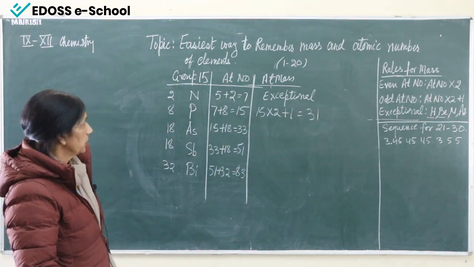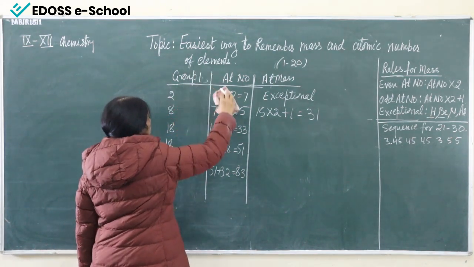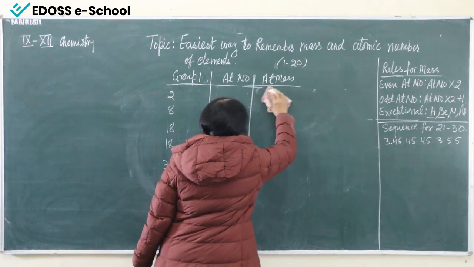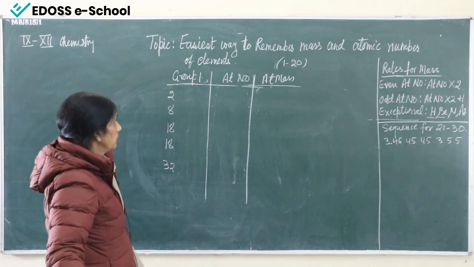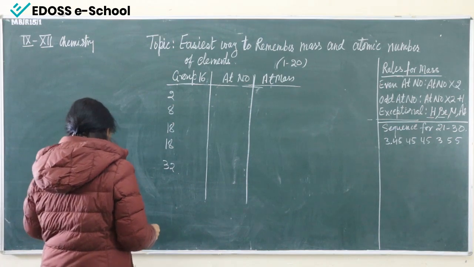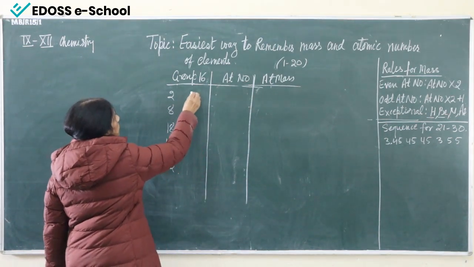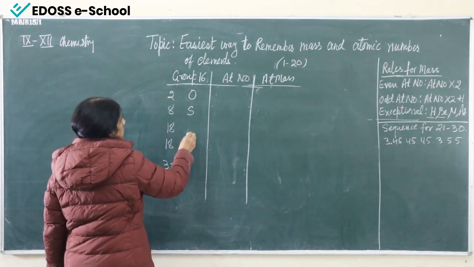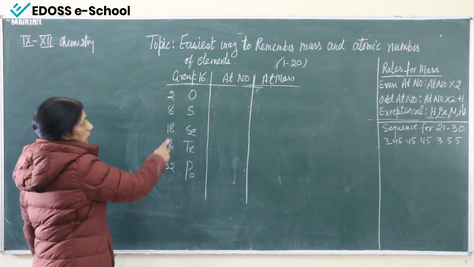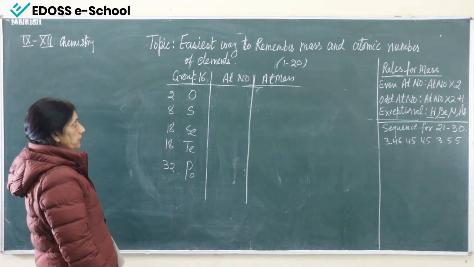Now same way, if we take group 16. Now I am taking group 16. So same way. Now see group 16, we can use the line. What is the line for group 16? Oxygen, sulfur, selenium, tellurium and polonium.